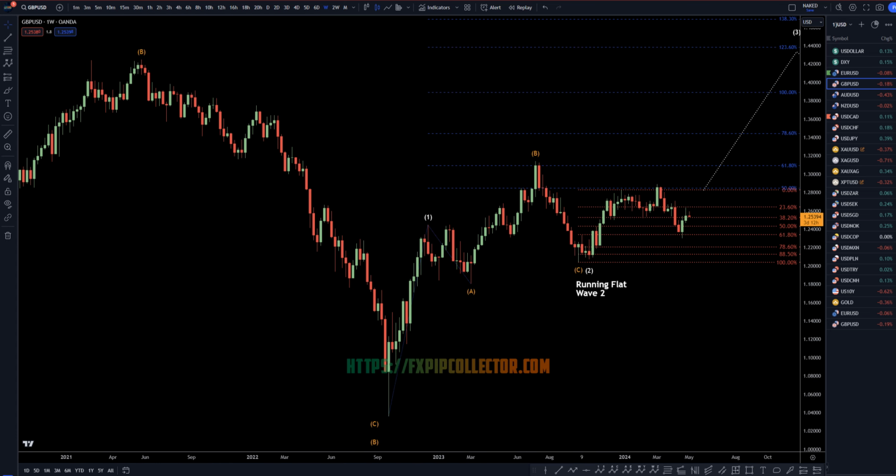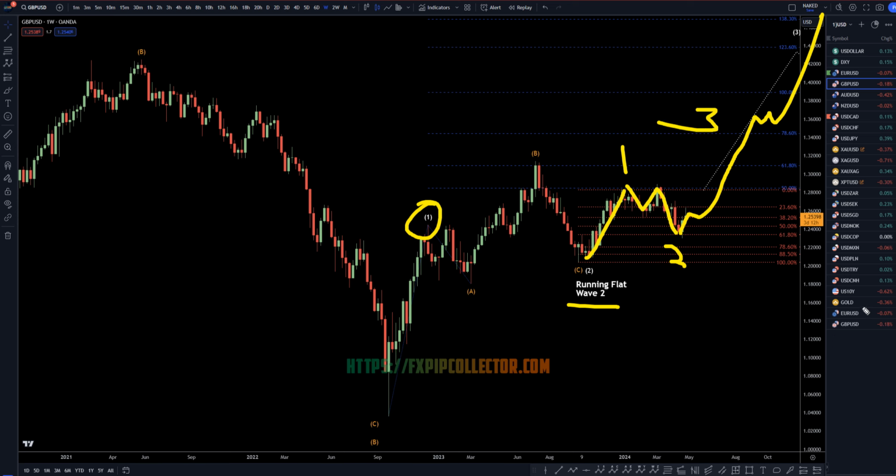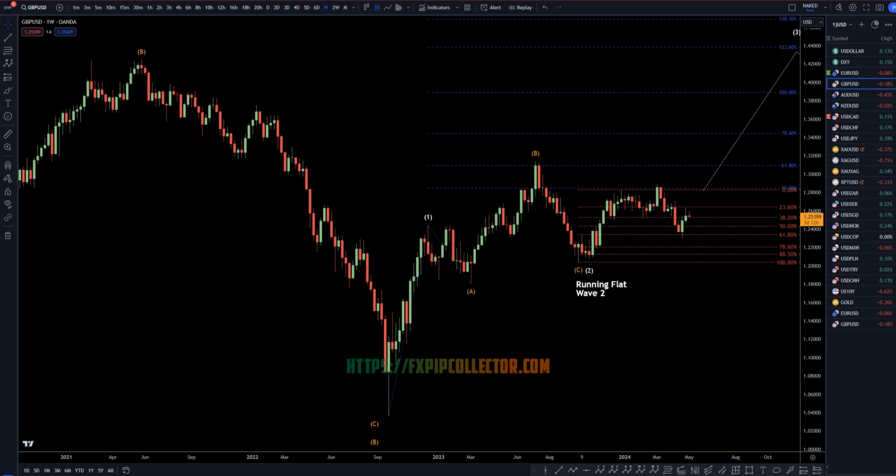Heading down to the weekly, I still think that this right here is a wave 1. I think this is a running flat wave 2 in the middle. I think that would make this right here a 1, and this a wave 2. I think there's a pretty good likelihood the wave 2 is already over and we're already heading up for that big wave 3 of that wave C.